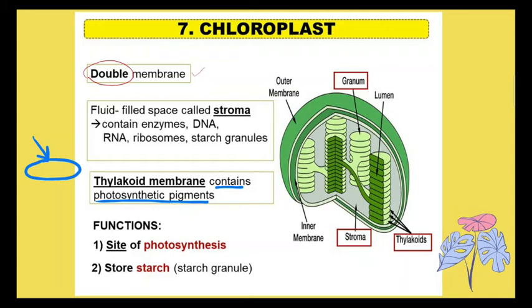Okay, what are the functions of the chloroplast? There are two. First is site of photosynthesis, again, site here. And second function is to store starch.